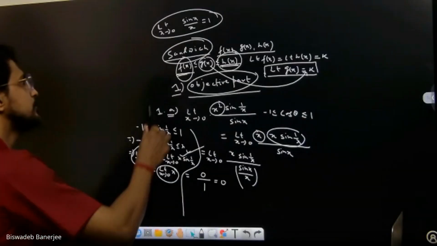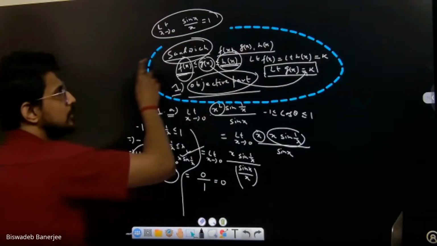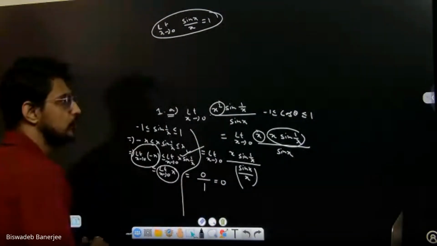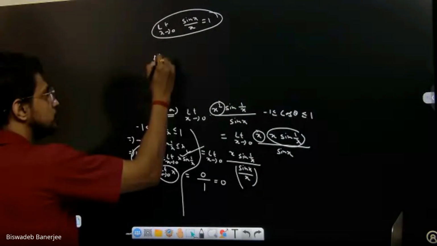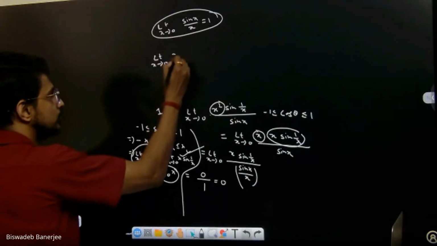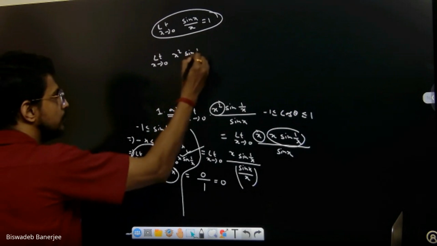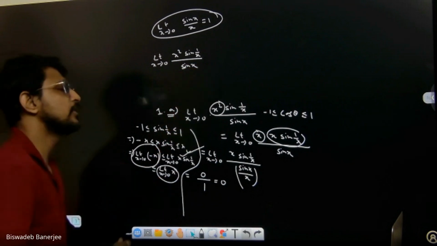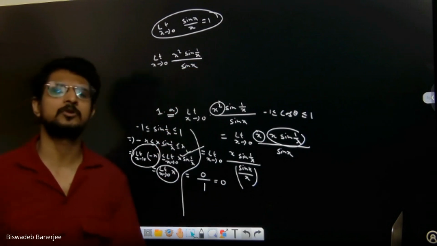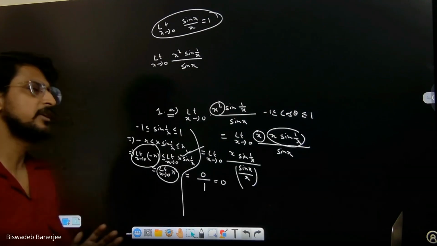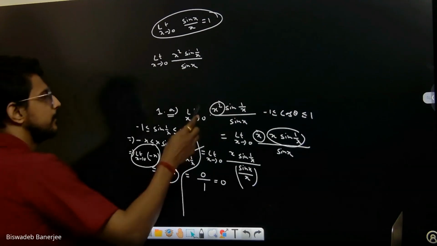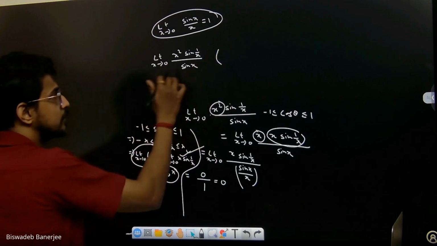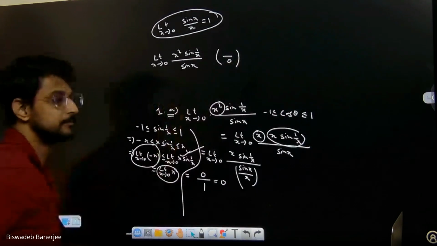Basic question. But the next part says, can we apply L'Hospital's rule for this question? The question is limit x tends to 0 of x squared sine 1 by x divided by sine x. Now the second part says, can we apply L'Hospital's rule for this question? Now it's a very good question, quite tricky, yet very easy. See that as x goes to 0, my denominator is 0.